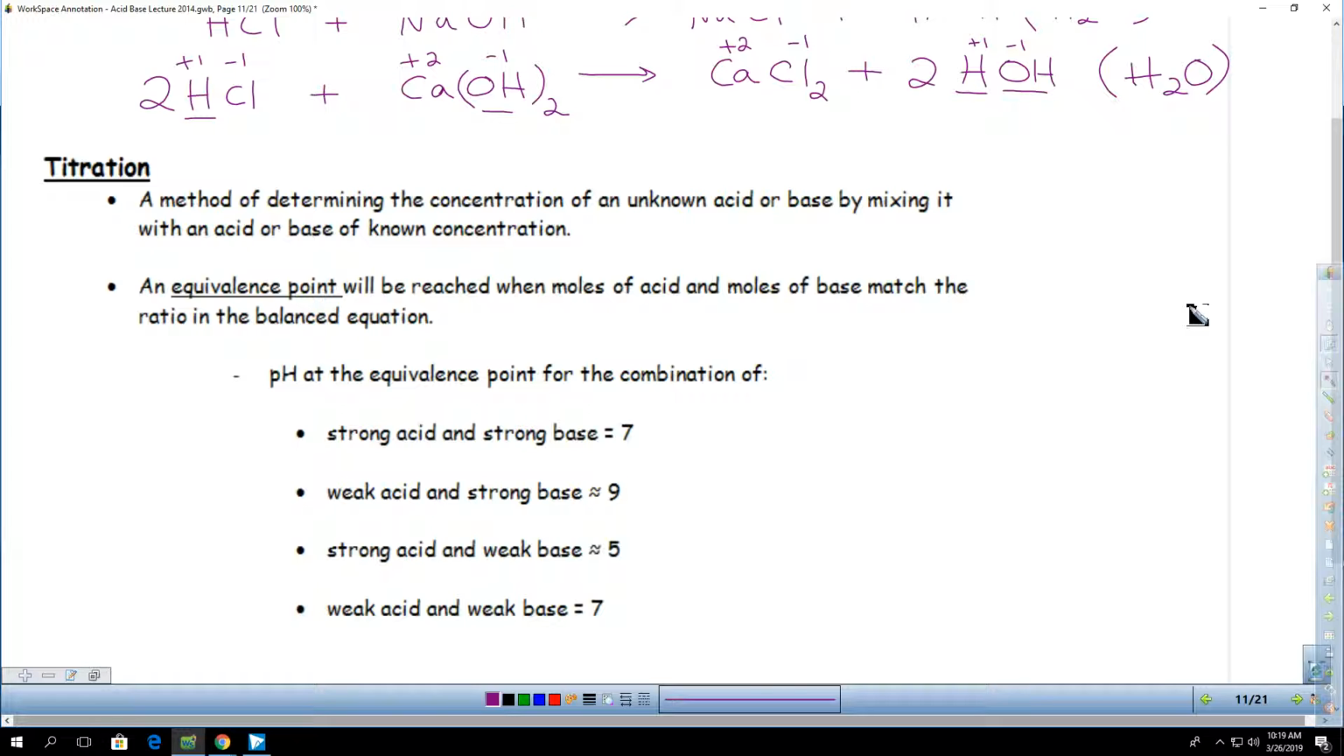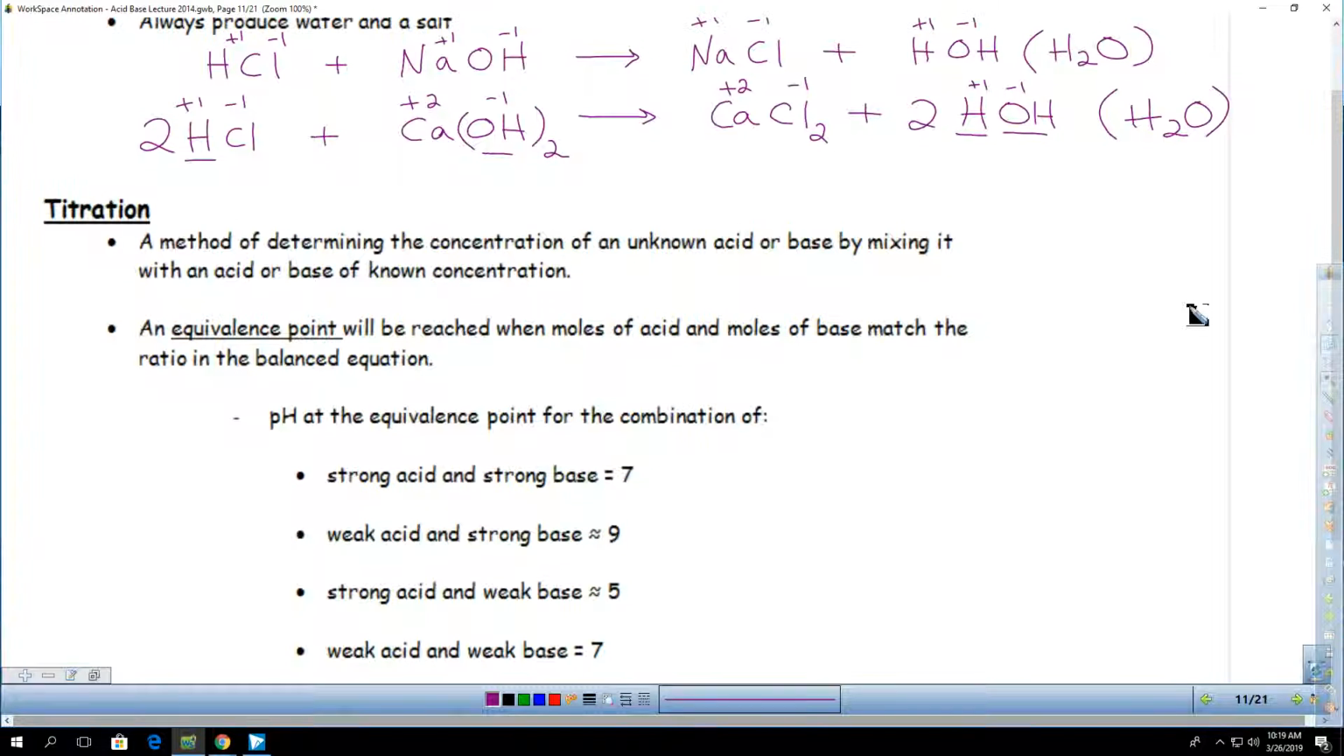The equivalence point is when our moles of acid and base equal the ratio from the balanced equation. Here it says the moles of acid and base match, they equal the ratio from the balanced equation, the equivalence point. Oh, fabulous. That's like the equal part, that we mix the acid and the base until we hit the ratio from the balanced equation. Then we stop the titration.